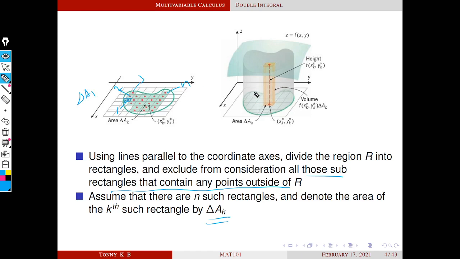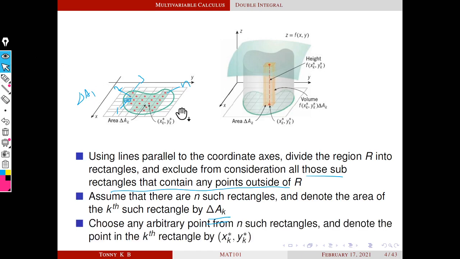Then how to approximate the volume between this surface and the region R? Similar to the one-dimensional case, we find the volume of this type of rectangular solids. Here we try to estimate this volume using the sum of n such parallelepipeds. Then what is the volume of this parallelepiped? To approximate it, the technique is similar to our one-dimensional case.